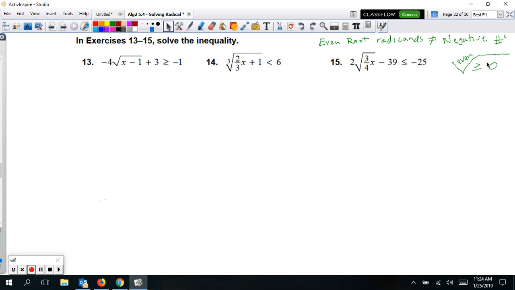We're going to have to also take what's underneath here and set it greater than or equal to 0 and see what inequality would get there. If it's an odd root like number 14, it doesn't matter. Our answer is our answer.